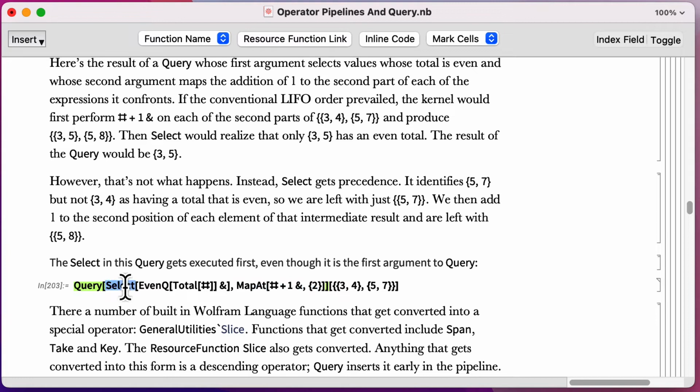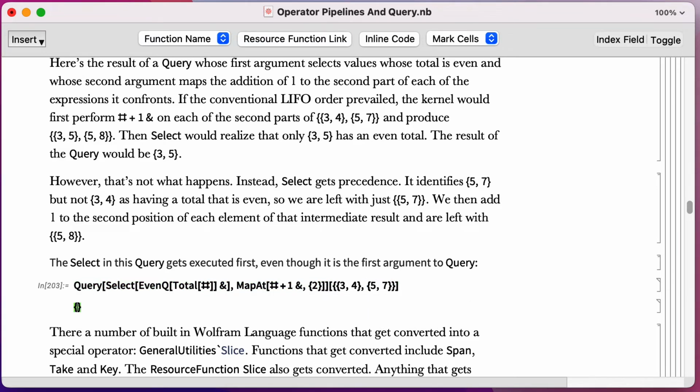Supposing the select is executed first, let's look at each of these. There's 3 and 4 and 5 and 7. The total of 3 and 4 is 7, which is odd, so that wouldn't be picked. The total of 5 and 7 is even, so that would be picked. Then we would add 1 to the second element of that, and so we would get out 5 and 8. So that's one candidate. But what if we do it in LIFO order?